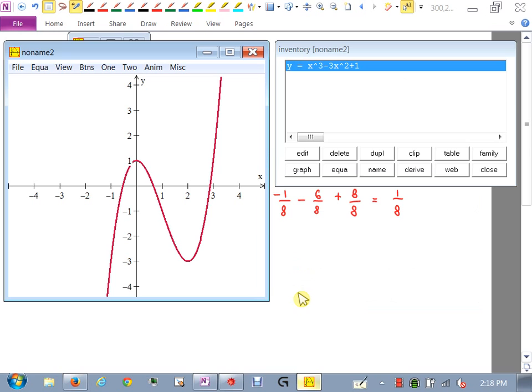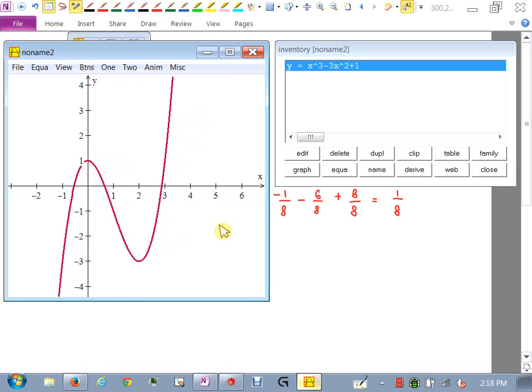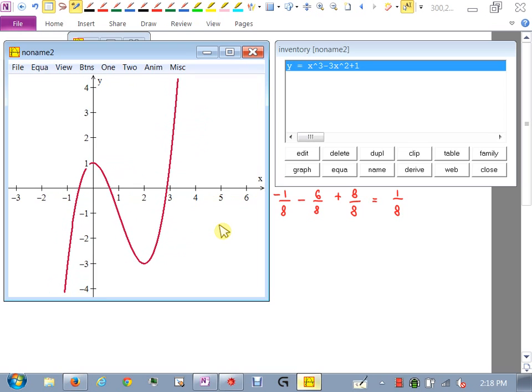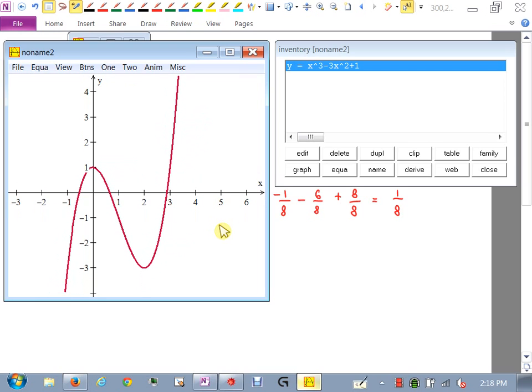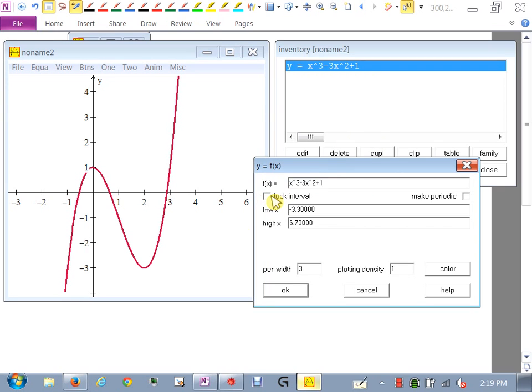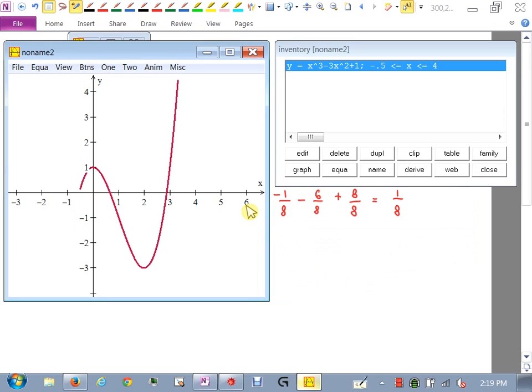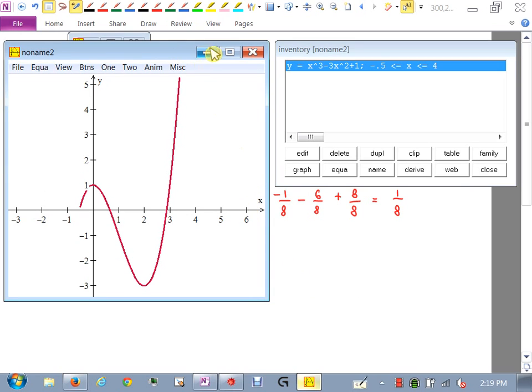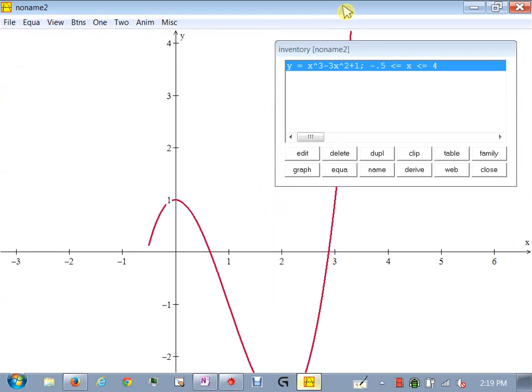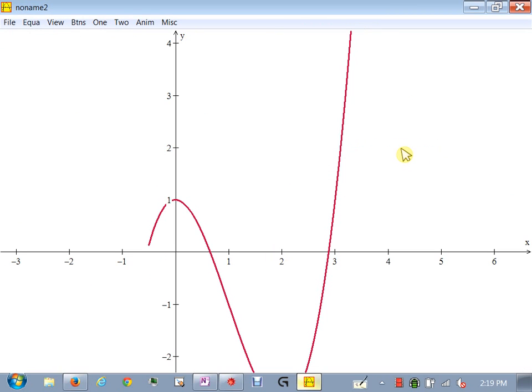Okay, so here we go. Here's the graph, okay? But this, I have not restricted the interval. All right, there it is. That's the graph of that function. Now I will restrict the interval. I'm going to come back in here. It was between negative 1/2 and 4. Now I've cut it. Yeah, it's going to be way up there.